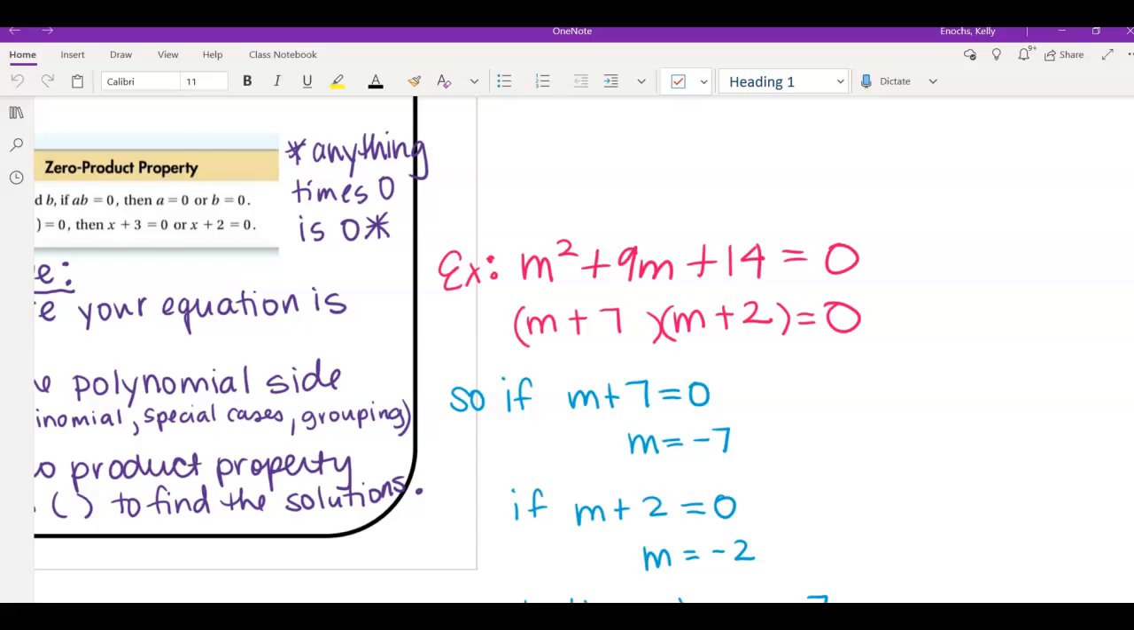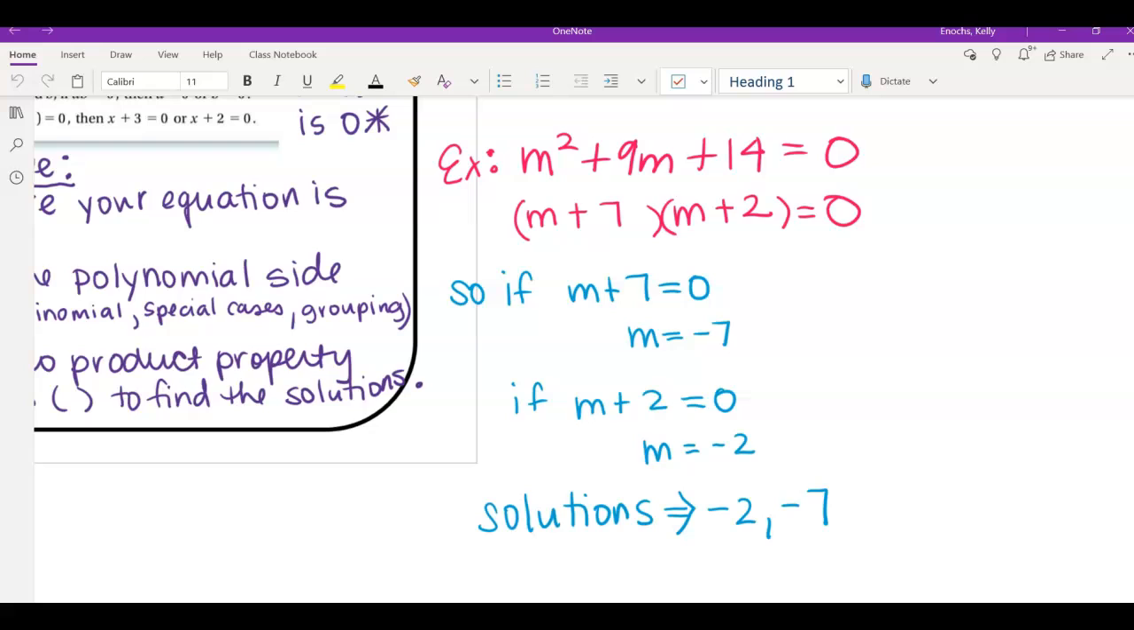So first I set m plus 7 equal to 0, solve that, and I get negative 7. Then I set the second parentheses equal to 0 and solve that and get negative 2. That tells me that at two places, negative 2 and negative 7, that graph crosses the x-axis and its solutions are negative 2, negative 7.